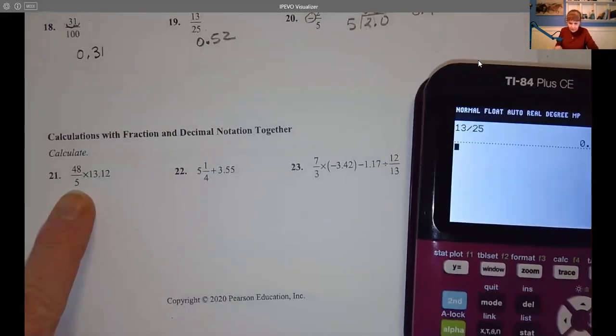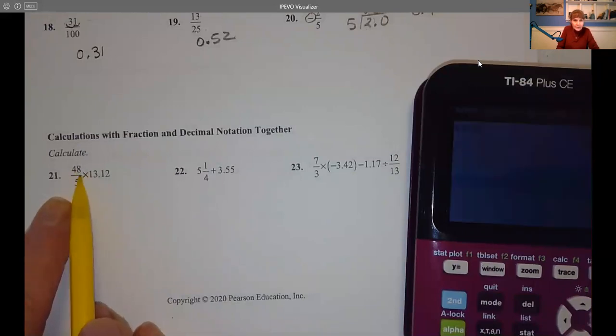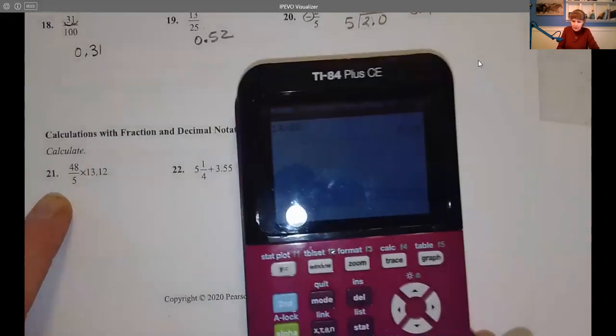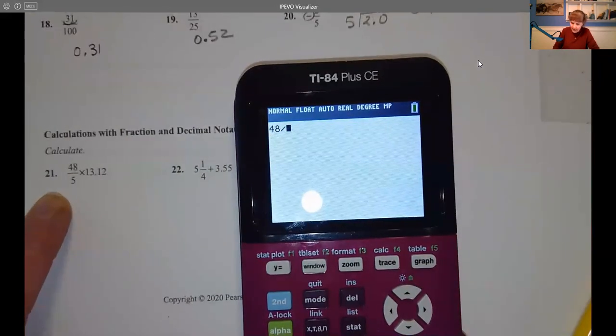Here, you could take 48 divided by 5, and you could just do that on the calculator. 48 divided by 5 times 13.12. Okay, so you've got 48 divided by 5. If you have a basic calculator, you could write that down, whatever that happened to be, times 13.2.